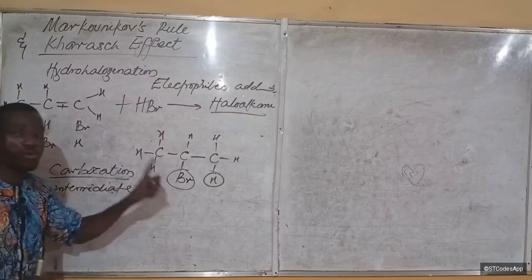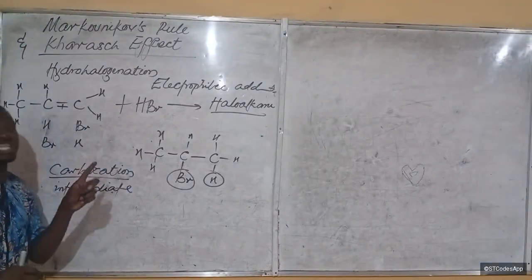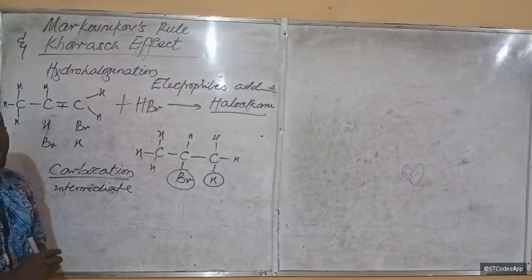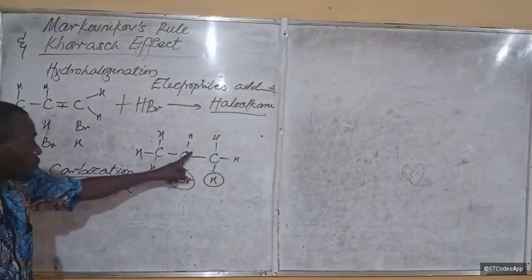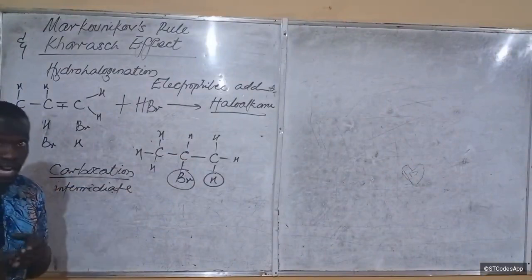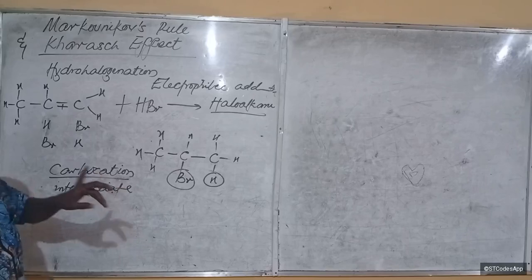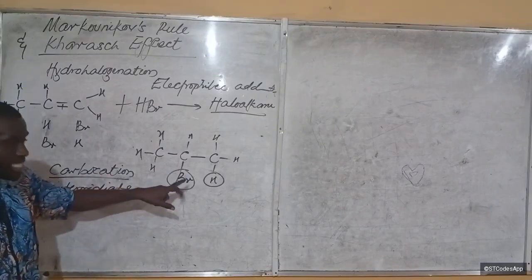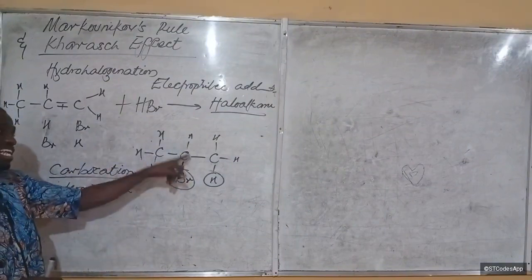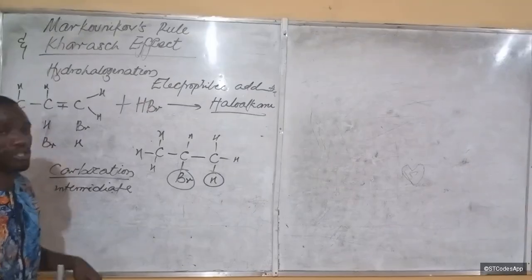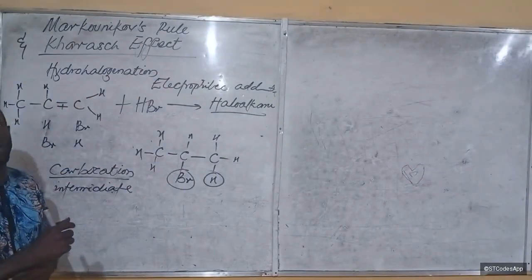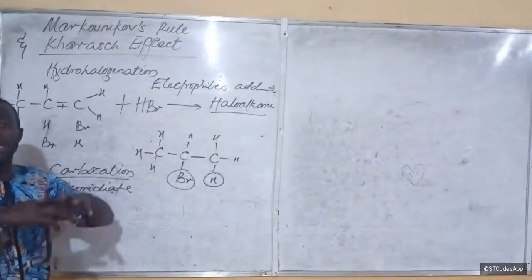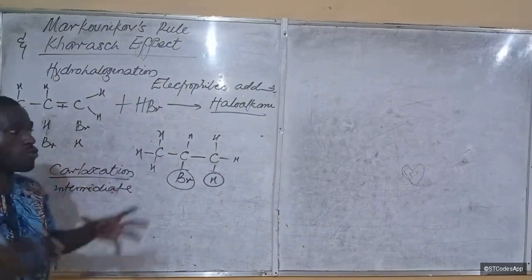So the halide will have to go to the place where there's a carbocation formation, because the halide is negative and the carbocation is positive, so they attract each other. Does that make sense? Chemically, the halide is bringing electrons to an electron-deficient center. For that electron-deficient center to be formed at all, it has to be formed by a carbon that has higher substitution around it.